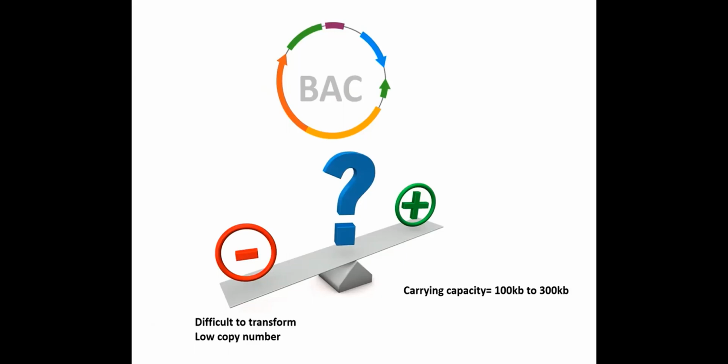But everything has some disadvantages also. It is difficult to transform because it's large in size. When we were discussing the properties of the vector, if it is a small size, then insertion or transformation of the host cell will be easy. Because they are huge in size, transformation is difficult, and they are always present in low copy number, meaning per cell the copy of the BAC is low. So at the end you won't get as much recombinant molecule as you will get in the case of smaller size vectors.